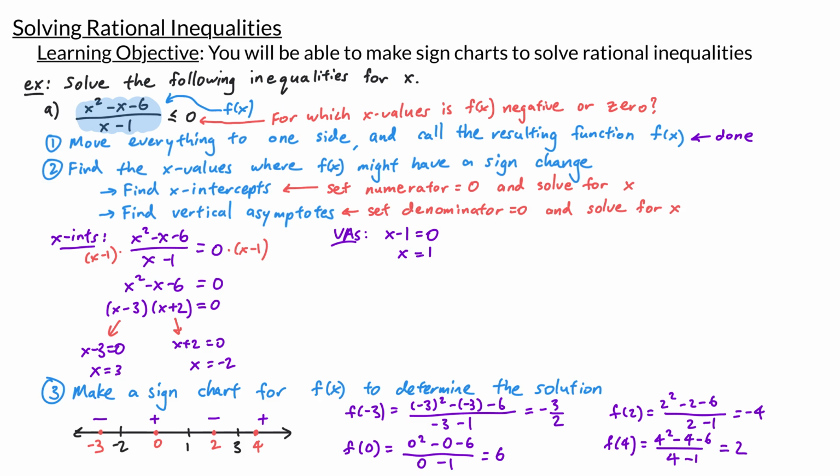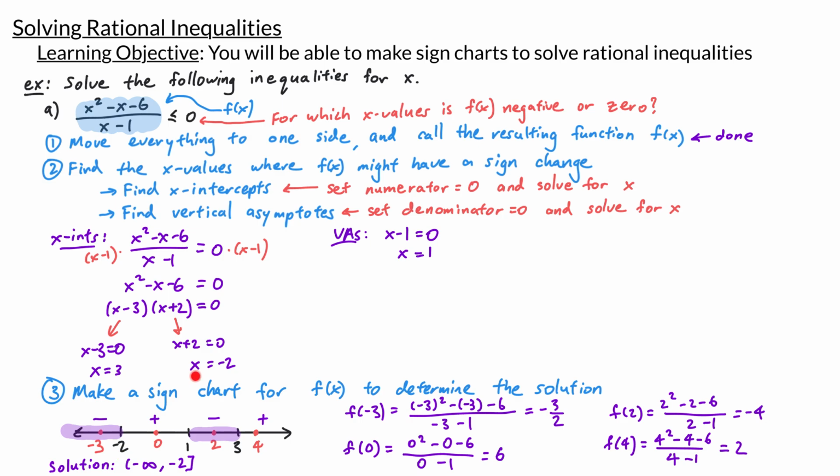So on my sign chart, let's highlight those negative intervals. For the x values from -infinity through -2, our function is negative. And then for the x values from 1 to 3, our function is negative there as well. So the solution to our inequality is going to be the interval from -infinity to -2, and we're going to use a bracket on -2 because we want to include this x value in our solution.